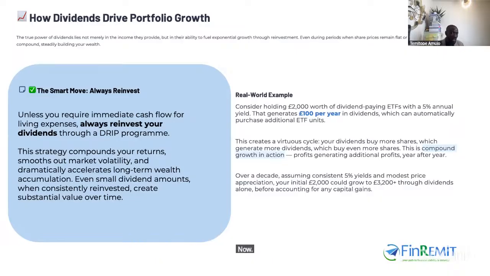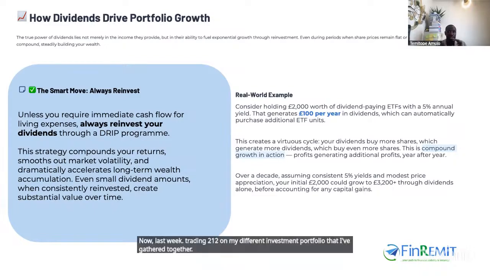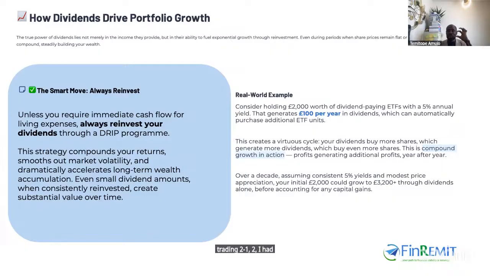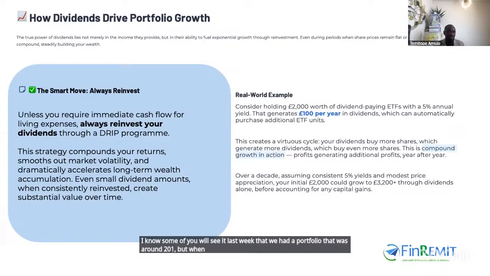Now, last week, on Trading 212, on my different investment portfolios that I've gathered together, I had about 5.20-something pounds downturn, because one of the portfolios was around 210 or 201 pounds, but at the close of business, it had dropped to like 195 pounds. I know some of you saw last week that we had a portfolio that was around 201, but when the market closed last week Friday, it had moved down.